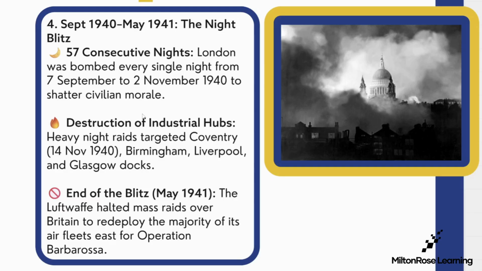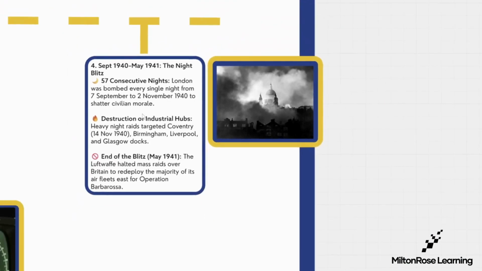The Luftwaffe halted mass raids over Britain so they could redeploy the majority of their air fleets, or Luftflotten, east for Operation Barbarossa. They needed those bombers now to attack the Soviet Union very, very soon. So the Blitz formally comes to an end.